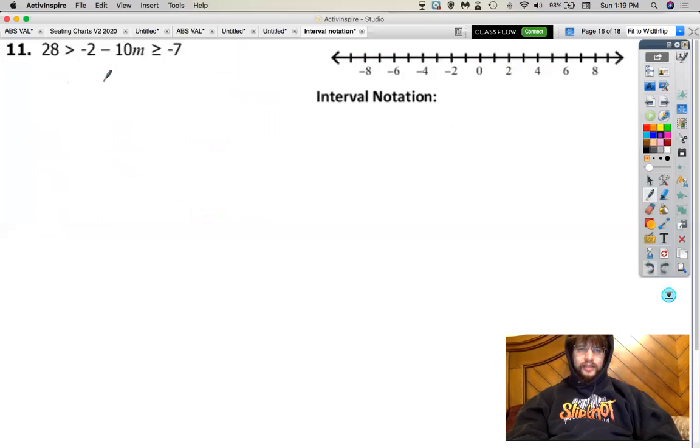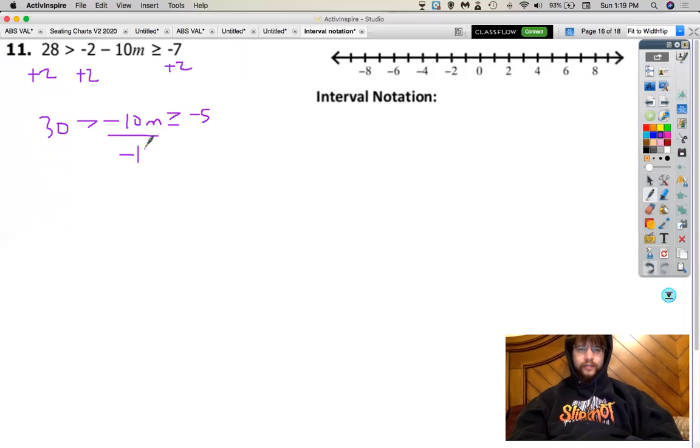All right, here we have a sandwich. So I'm going to do what I do to one side, which we start in the middle, to all sides. I add 2. If I do it to this side, I have to do it to the left side, the middle side, and the right side. Okay, that's 30, greater than negative 10m, less than or equal to negative 5. Divide through by a negative 10. What I do to the middle, I got to do to everybody.